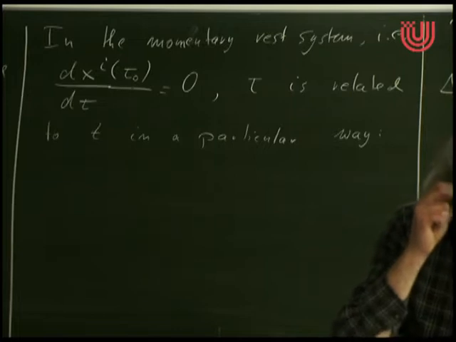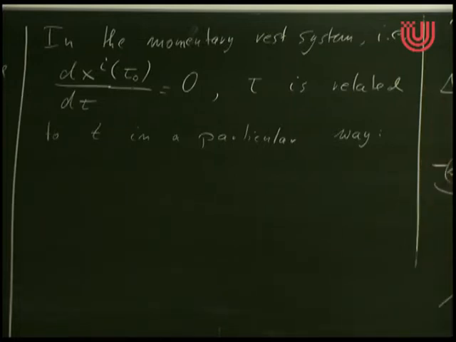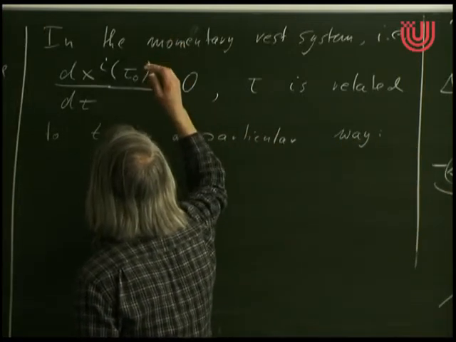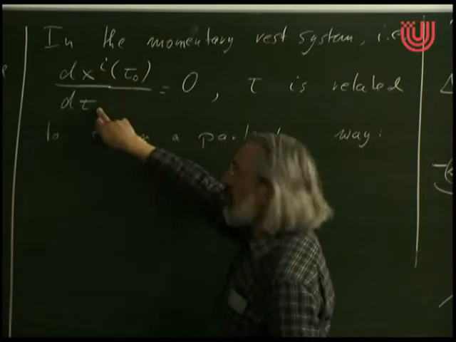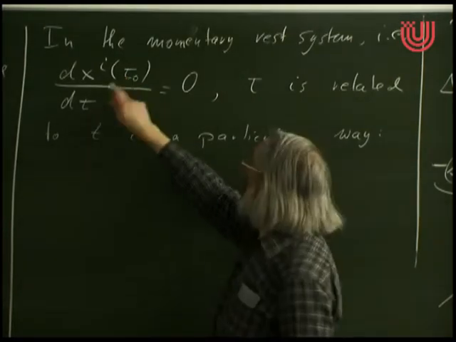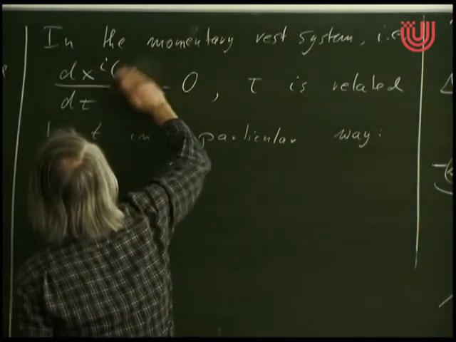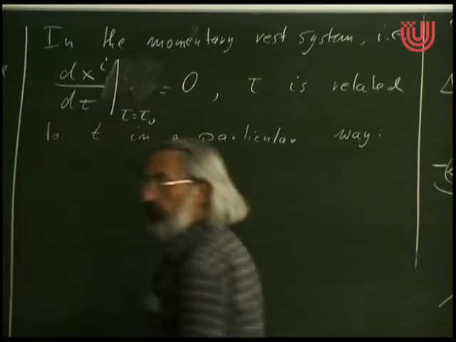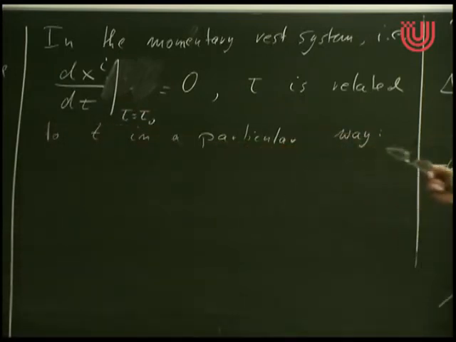Question? Don't we have to insert the tau naught after taking the... Yes, that's what I mean. The notation is a little bit dangerous. So what I mean is I take the derivative with respect to tau, and then I insert the value tau naught for the tau. Some people write it in this way, you prefer this? But what I meant was this. It's just somewhat shorter notation.